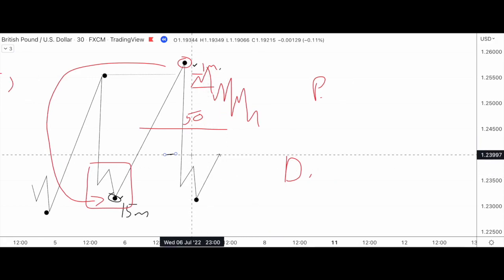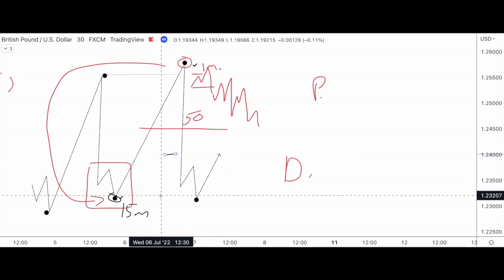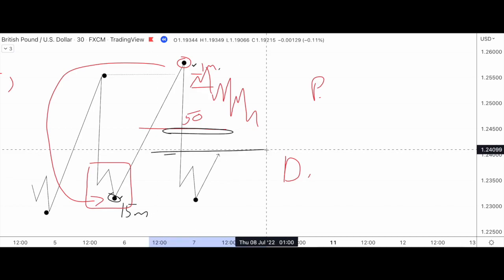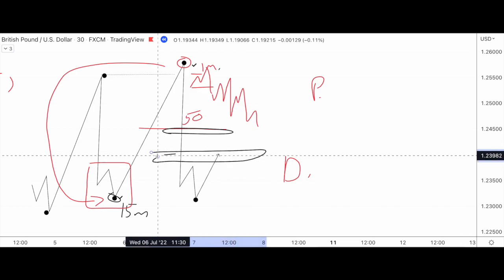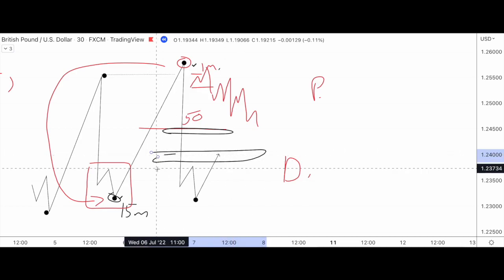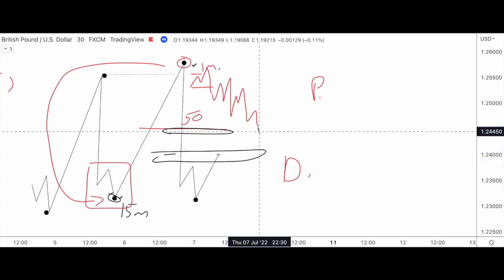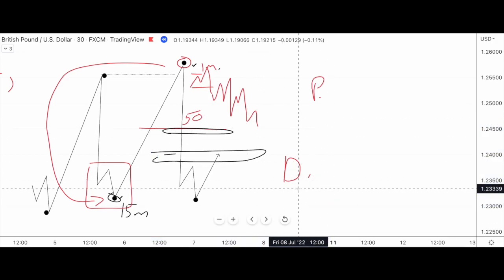At this point, it's just about reacting to internal range liquidity, as well as the different POIs. I don't even want to say POIs, I'd say obstacles that are in the way. Obviously, the price can definitely keep going.